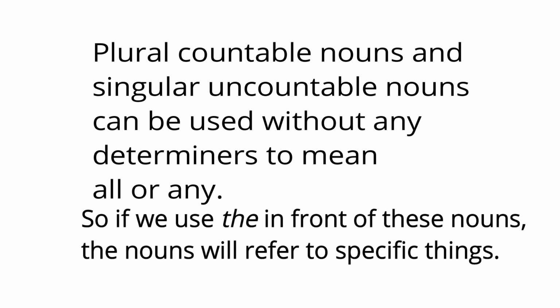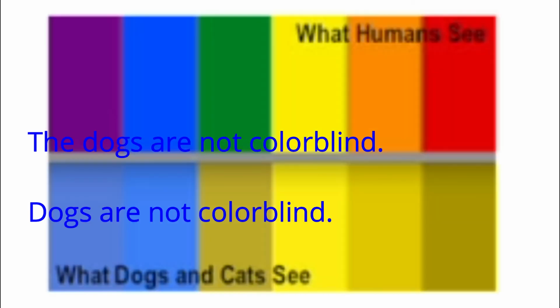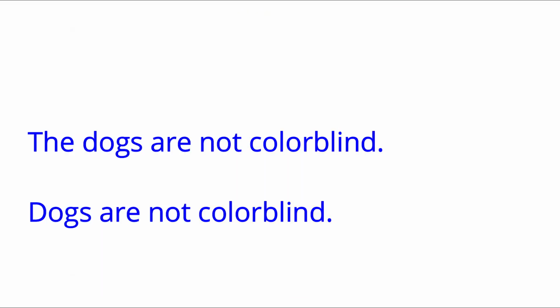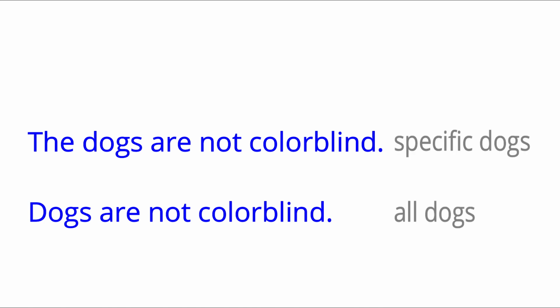Consider these two sentences. The dogs are not colorblind. Dogs are not colorblind. We are trying to make a general statement about all dogs. The first sentence says some specific dogs are not colorblind, and the second sentence says all dogs are not colorblind. So only the second sentence is correct.